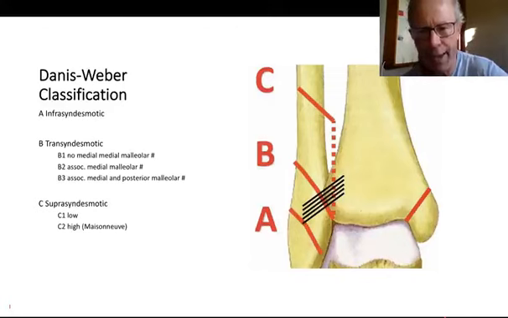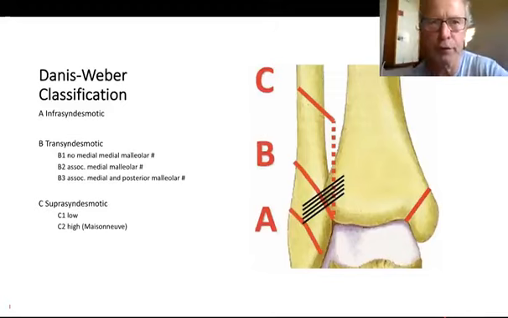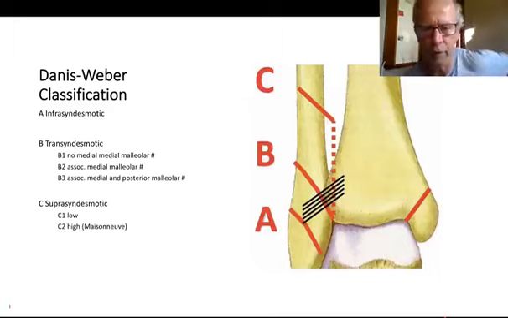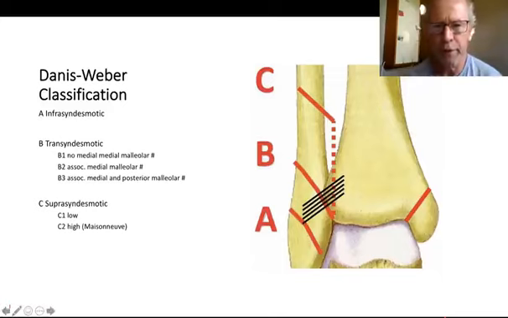That's the Weber A. In the Weber B and C, there would be a transverse fracture of the medial malleolus because it's been pulled off, and an oblique or spiral fracture of the fibula because it's been sheared or rotated. So basically A, B, and C are infrasyndesmotic, transsyndesmotic, and suprasyndesmotic, with the B's 1, 2, and 3, and the C's 1 and 2. Okay, good. So that's the Weber classification.